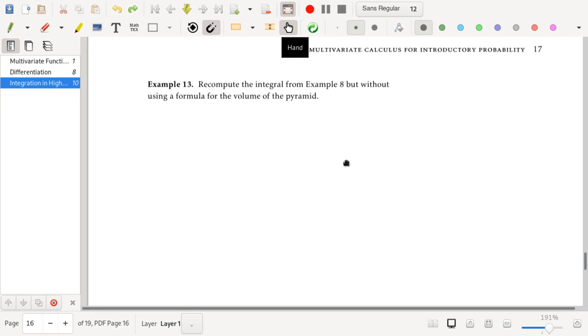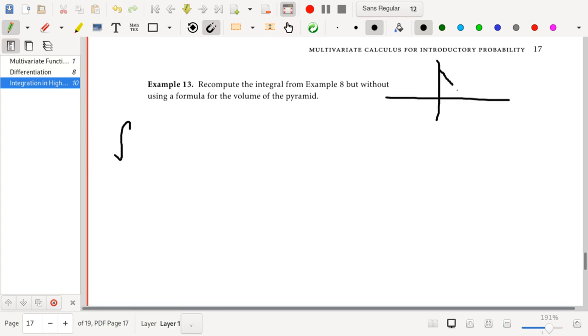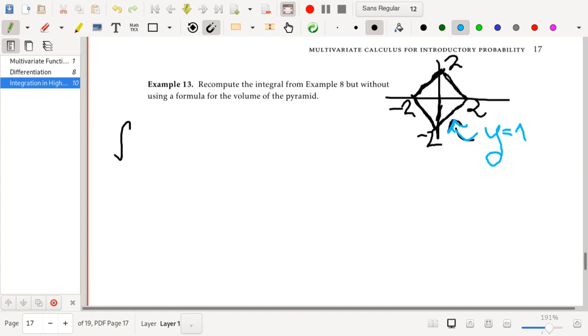So, example 13: recompute the integral from example 8, but without using a formula for the volume of the pyramid. Okay, so the region over which we're integrating has basically straight lines connecting 2, 2, negative 2, negative 2. So I can come up with formulas for each of these lines. For example, in this corner, I have y equals x minus 2. This corner, I have y equals 2 minus x.